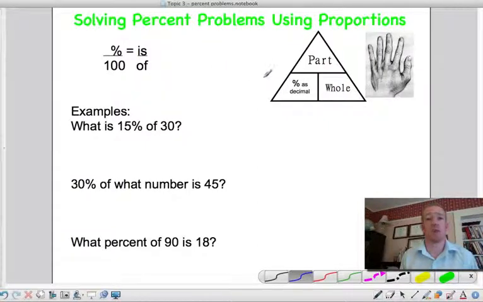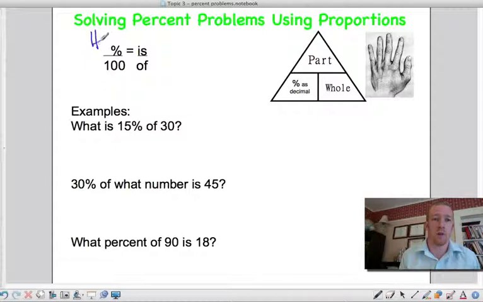Alright, so now we're going to solve some percent problems. This is Mrs. Hartman's way, and I use this method all the time. This is a useful little organizer that helps you figure out where to put your numbers and tells you when to multiply or when to divide.